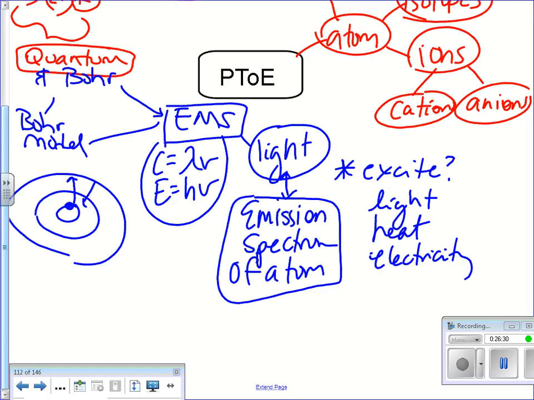I just said how do we excite electrons? Light, we can shine really high energy light on them, we can heat them up, or we can shock them and they excite and then fall back down. And the falling back down is related to Bohr's model. Okay, so that's a lot of the atom. We've got ions.